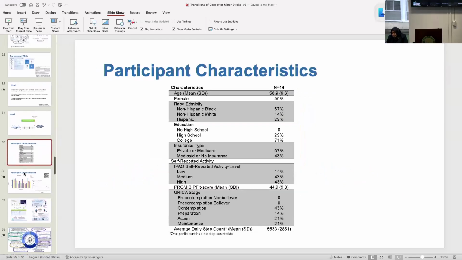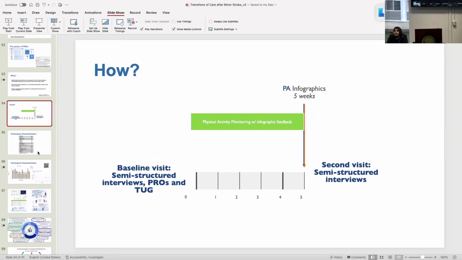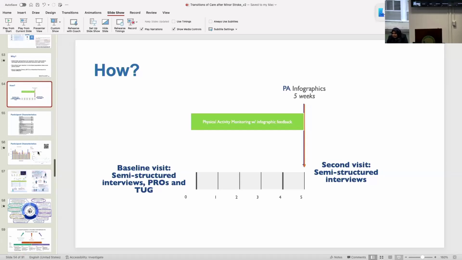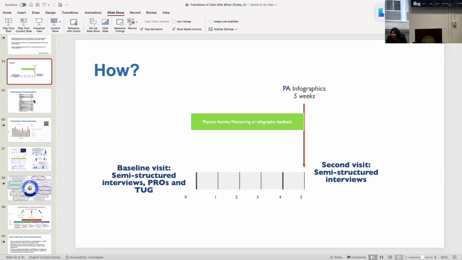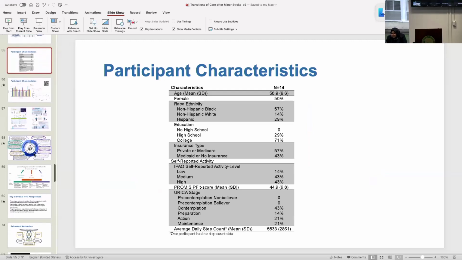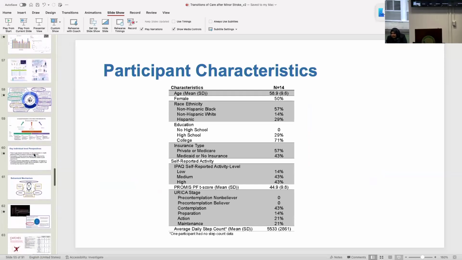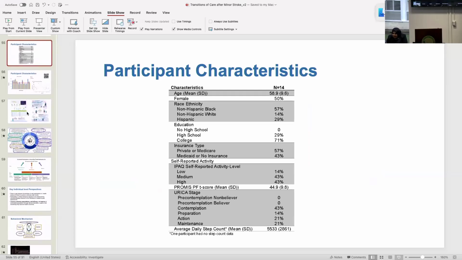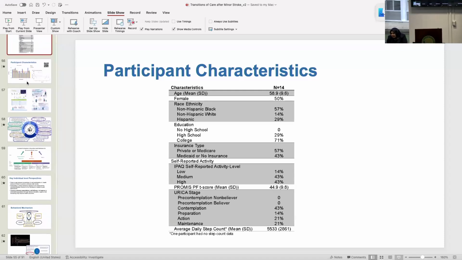And then, so we did physical activity monitoring for these individuals based off of the feedback that perhaps physical activity is an important aspect to how these mildly disabled individuals are doing in terms of their recovery. These were our patient characteristics: 50% female, 57% non-Hispanic Black, non-Hispanic white was 14%, Hispanic was 29%. And we also did, of course, some patient-reported outcomes. So that included the IPAQ, which is the physical activity questionnaire, and then the PROMIS physical function score. The Eureka stage score gives you a sense of where am I in terms of behavior change? Have I even started thinking about it? Do I even believe in it? Am I prepared for it? And then we looked at daily step counts for individuals. These were about 5,500 for the mildly disabled stroke patients, which is actually average in the US.